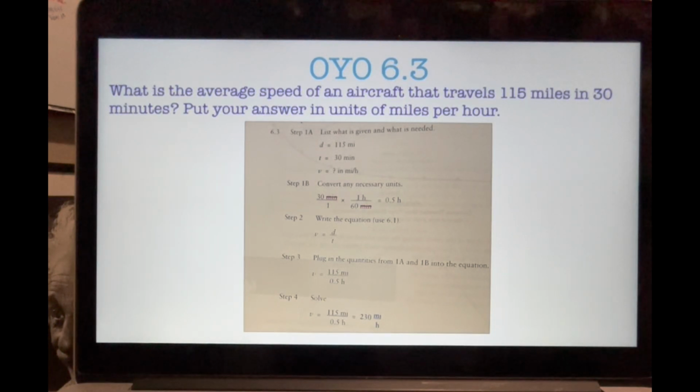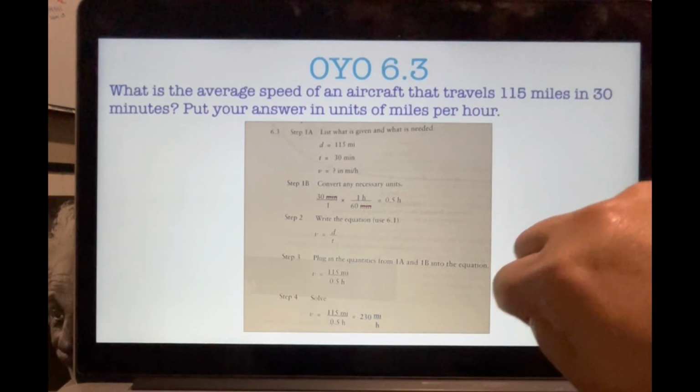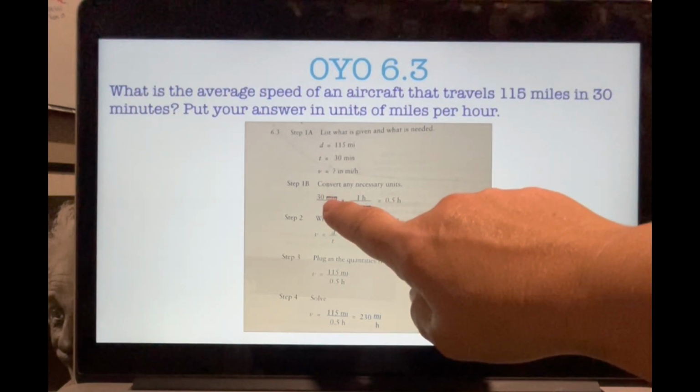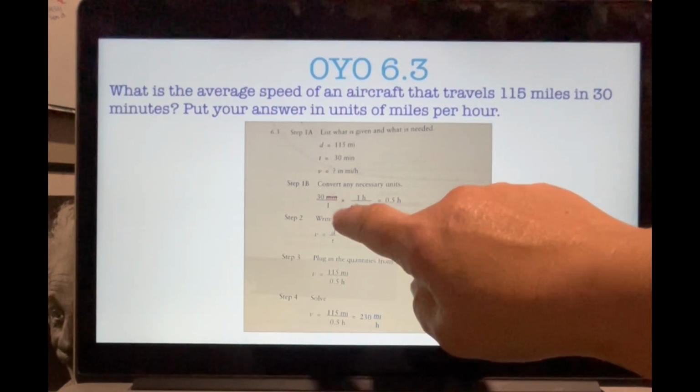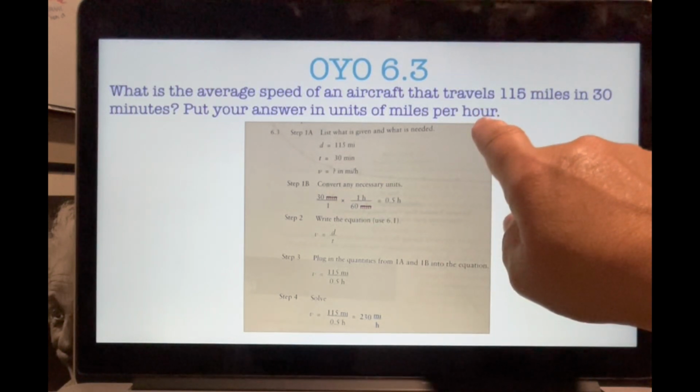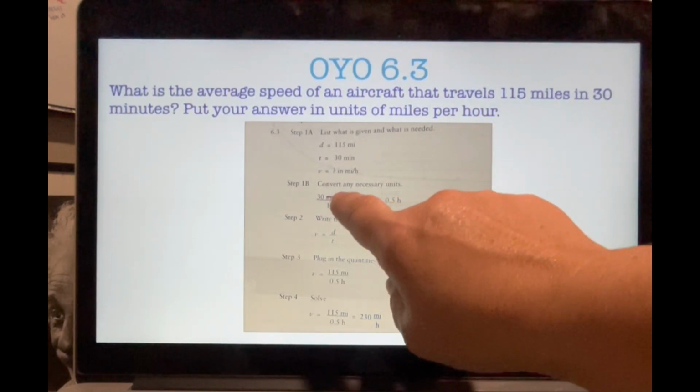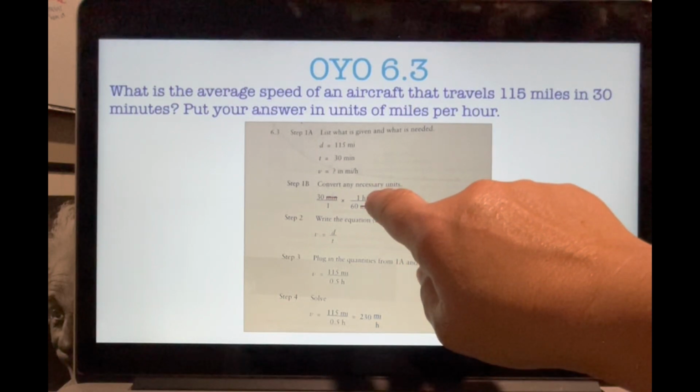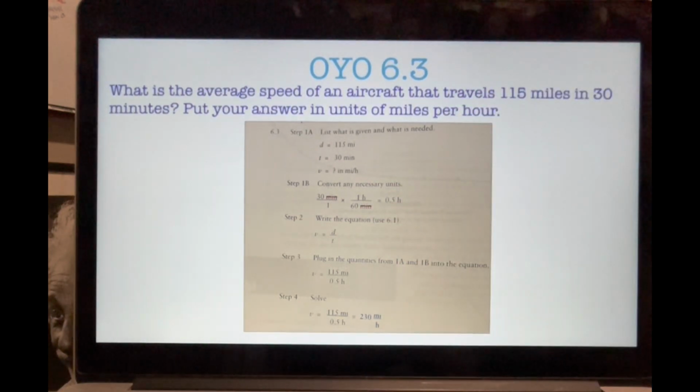Now, we have to convert. So step 1B is convert any necessary units. Once again, it's 115 miles in 30 minutes, and we want to find the answer according to miles per hour. So we have to get rid of our minutes and convert that into hours. So 30 minutes is a half an hour.